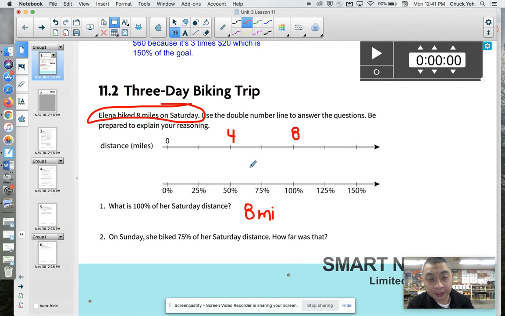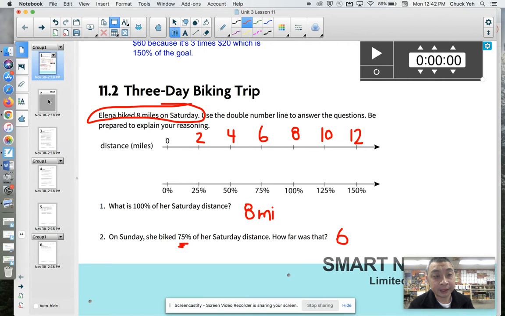And then to figure out what these are, we can cross multiply and divide. What's 25 times 4? 100. What's 100 divided by 50? 2. So what do you notice? What do you notice how it's going to go by? What do you think that is? It's going by 2s, right? So this would be 6. That's 8. What would this be? 10. And then this would be 12. Now, if you didn't know that, you can always cross multiply and divide. So on Sunday, she biked 75% of her Saturday distance. How far was that? That's right, 6. Okay, cool?